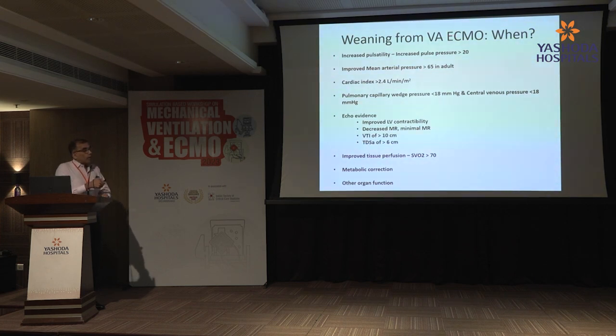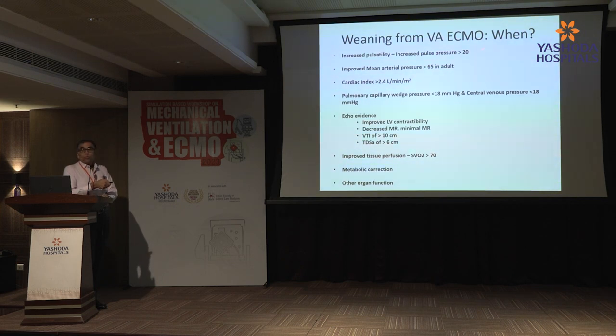The most important thing is that we have to see that the cardiac functions have shown improvement. If the ejection fraction is above 25%, it means possibly, if other parameters are permitting us, we can think of weaning these patients. Increased pulsatility guides about the aortic valve opening. This is very important, that the aortic valve is opening and there is an ejection, and the pulse pressure is above 20 millimeters of mercury. If this is so, it means your cardiac functions have improved and your patient may be ready for weaning.